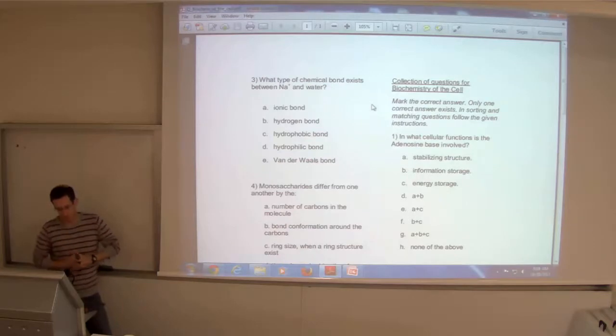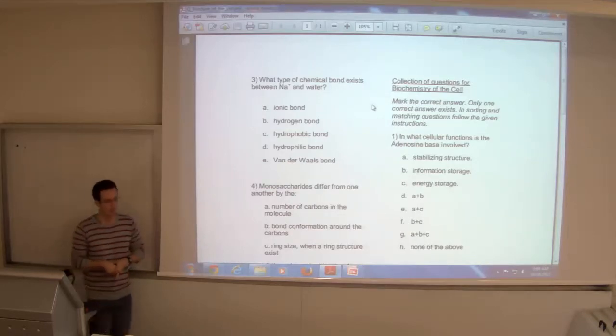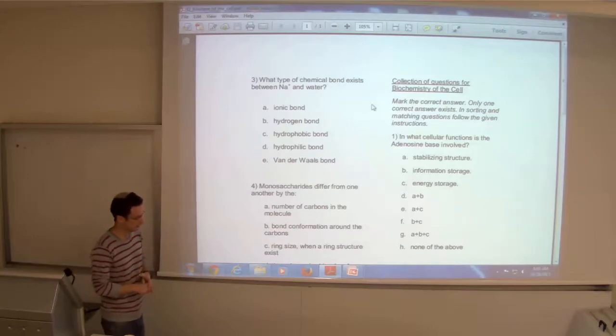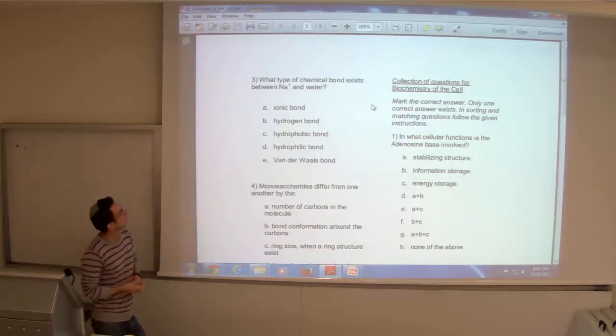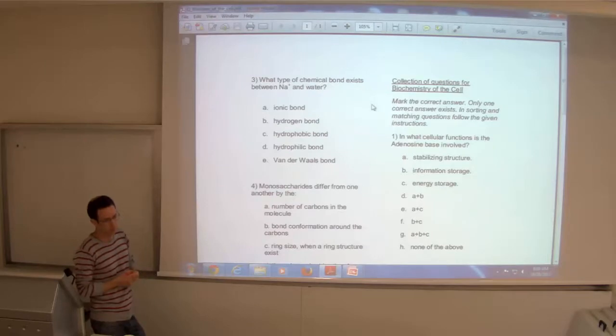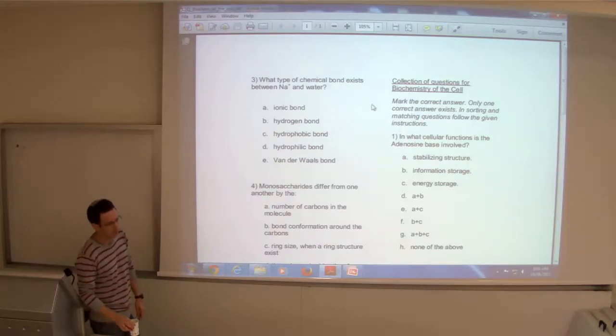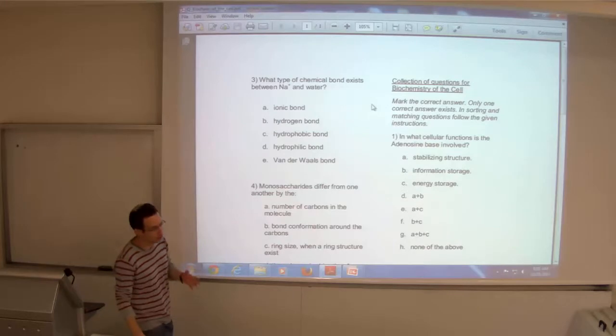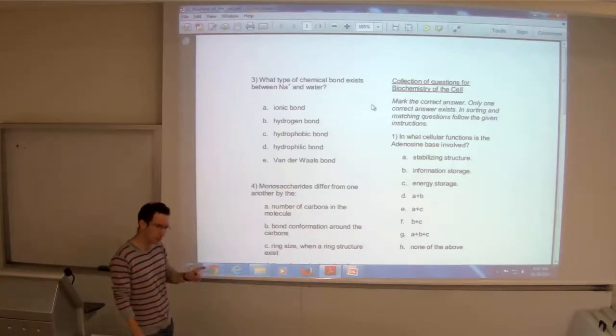Sorry. Number 3, what type of chemical bond exists between sodium and water? So if you place this charged ion inside an aqueous solution, what would happen? I think it's a hydrophilic one. Okay, so terminology-wise again, there's no bond we call hydrophilic. There's a hydrophobic effect, okay.